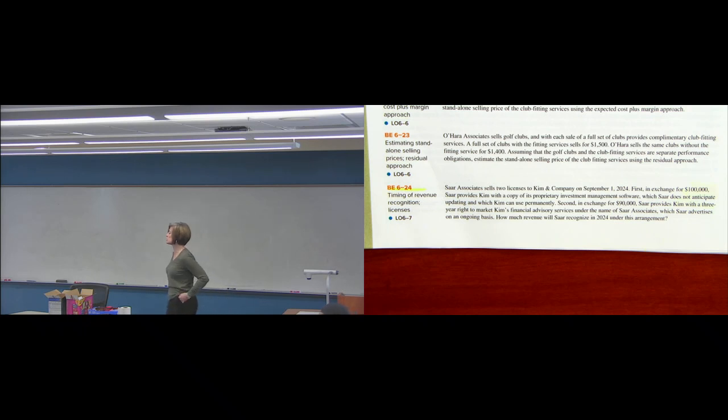SAR Associates sells 2 licenses to Kim and Company on September 1st, 2024. First, in exchange for $1,000, SAR provides Kim with a copy of its proprietary investment management software. Before I read any further, what does that mean? What's proprietary mean? It means what?